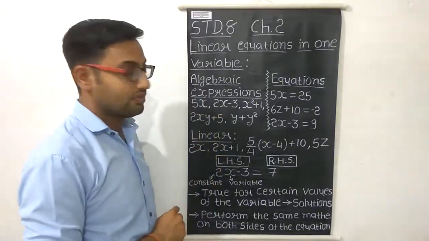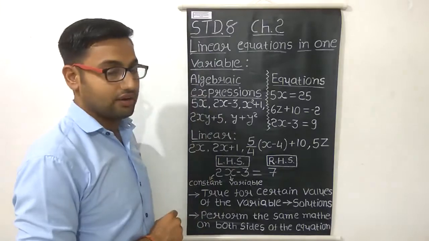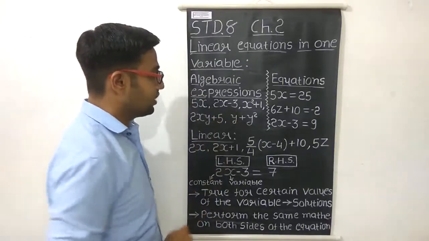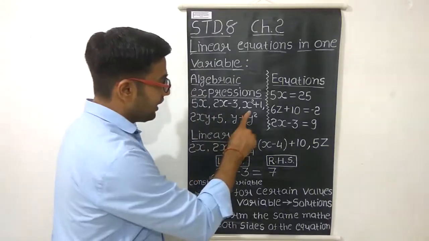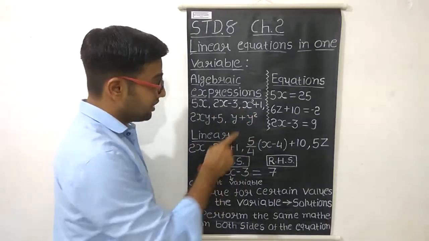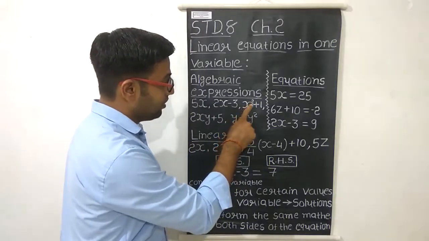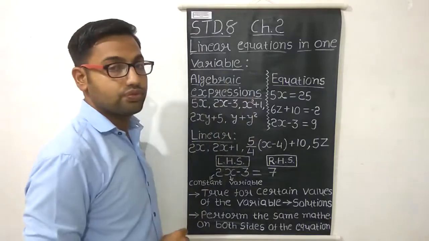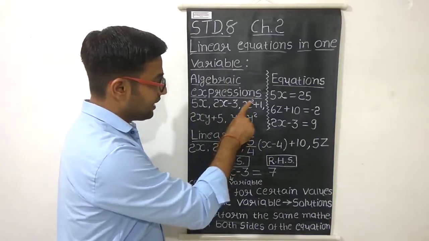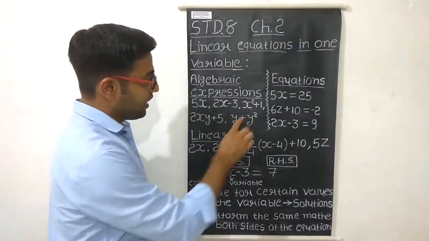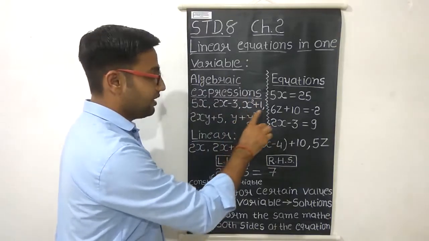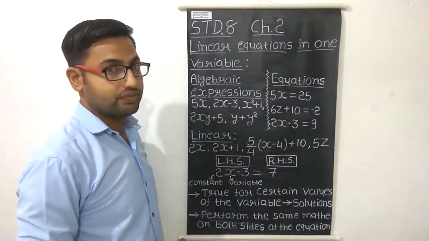2x minus 3, there also the power of the variable is 1. That is why it is also a linear expression. x square plus 1, here notice that the value of the power is 2, right? The power of the variable x is 2. That is why it is not called a linear expression, right?